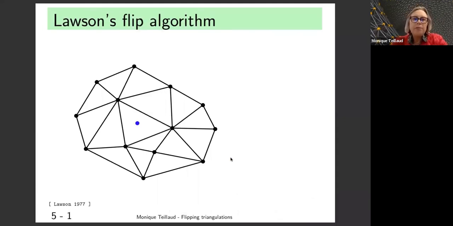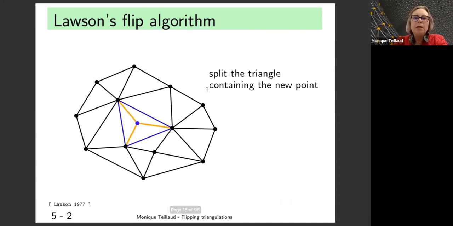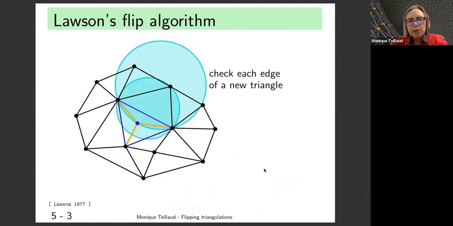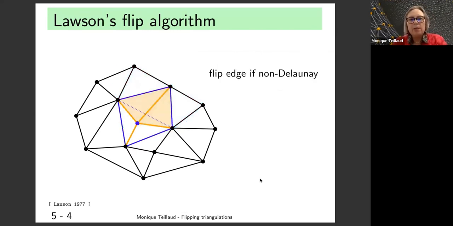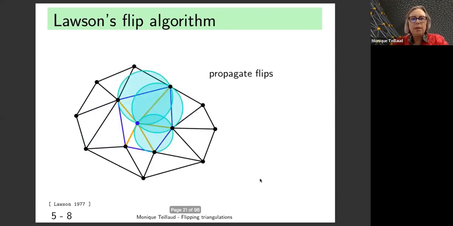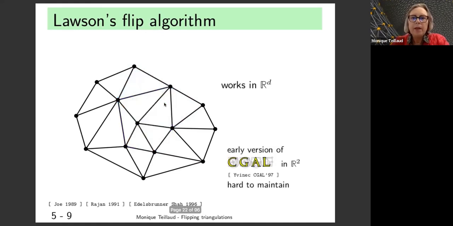You also have the famous Lawson's flip algorithm. Here, given a triangulation, you want again to insert a point. You start by splitting the triangle that contains the new point into three. And then you check the edges of each of the new triangles. You check the circumscribing disks of the two triangles incident to the edge, and you check if they're empty or not. If they are not empty, you need to flip the edge. You check all the edges like that, and then you propagate. You again have new edges and you check them, and if needed, you flip further. So this also works incrementally in any dimension.